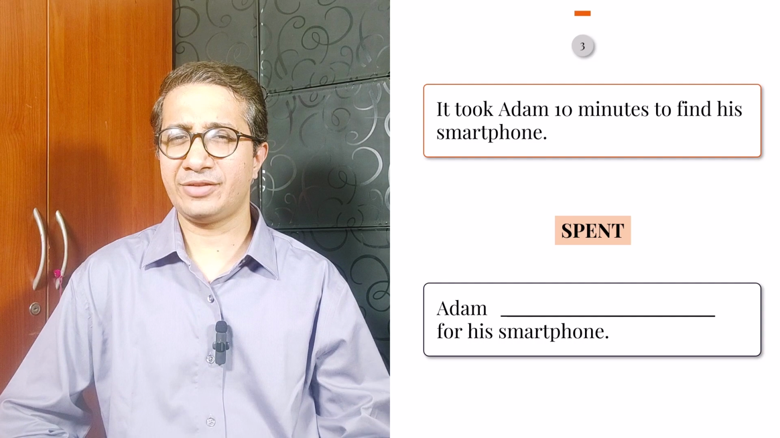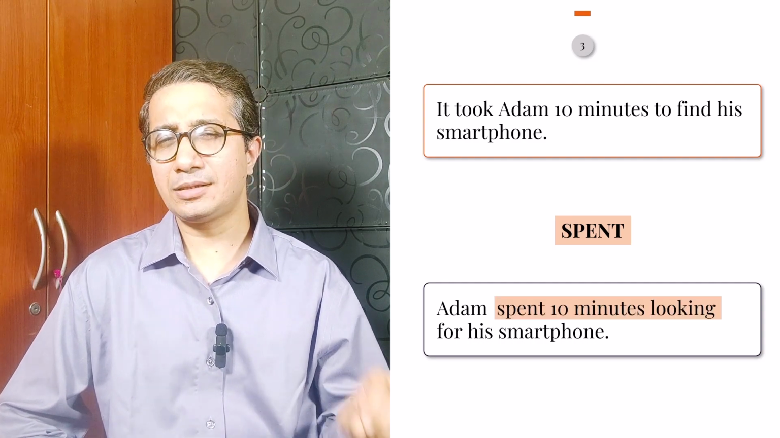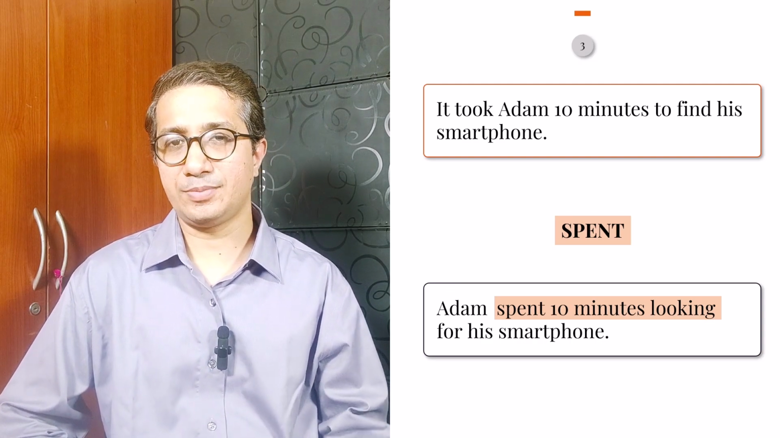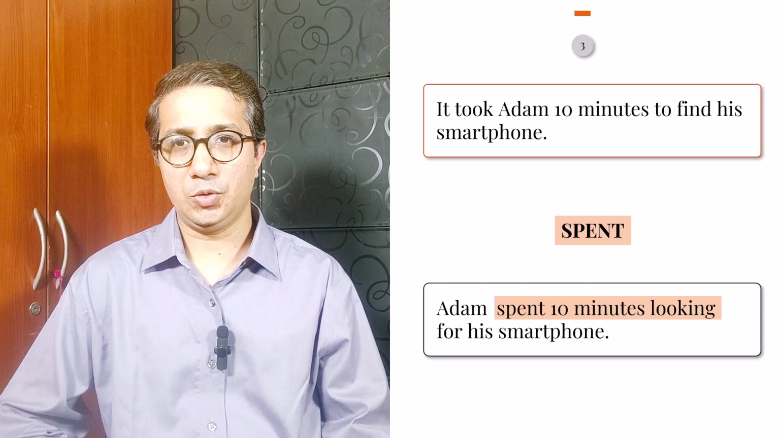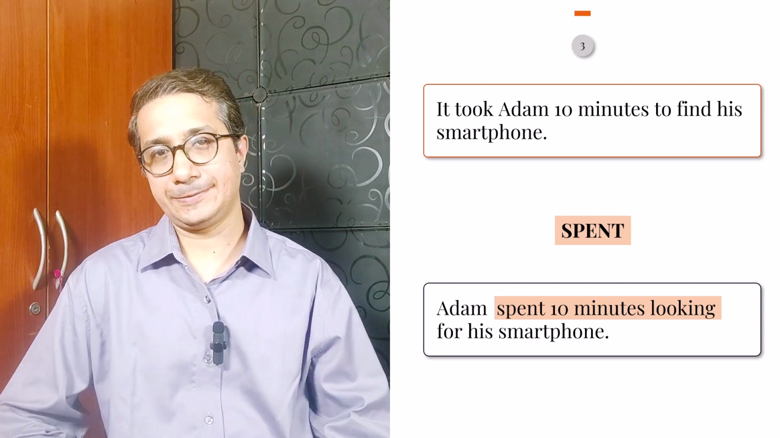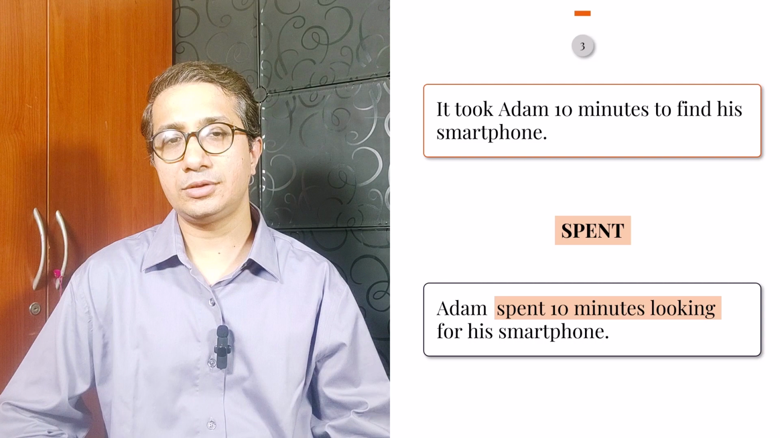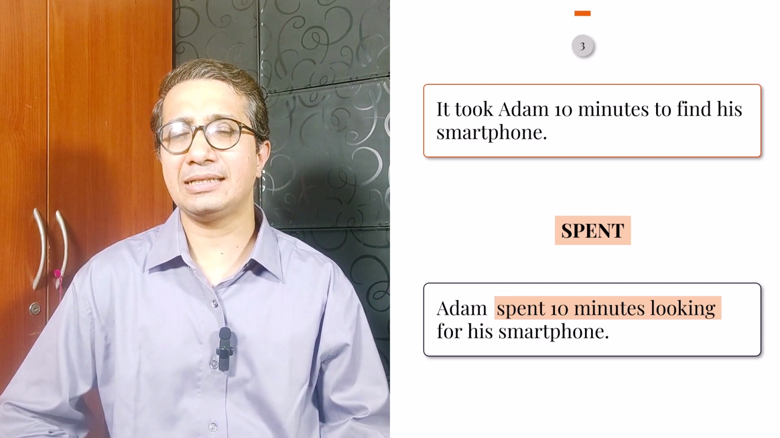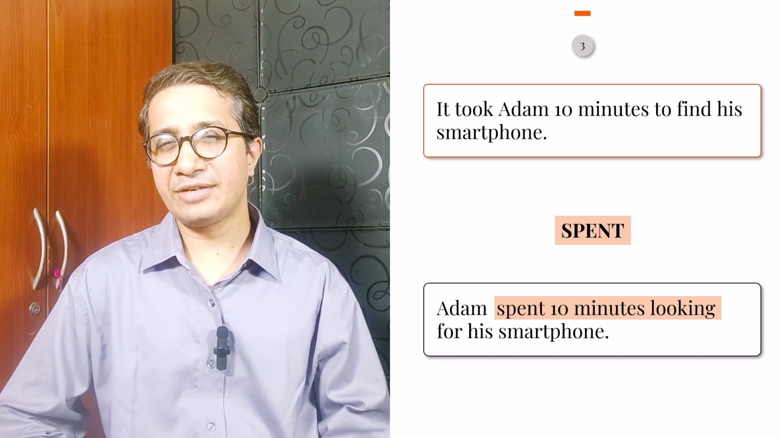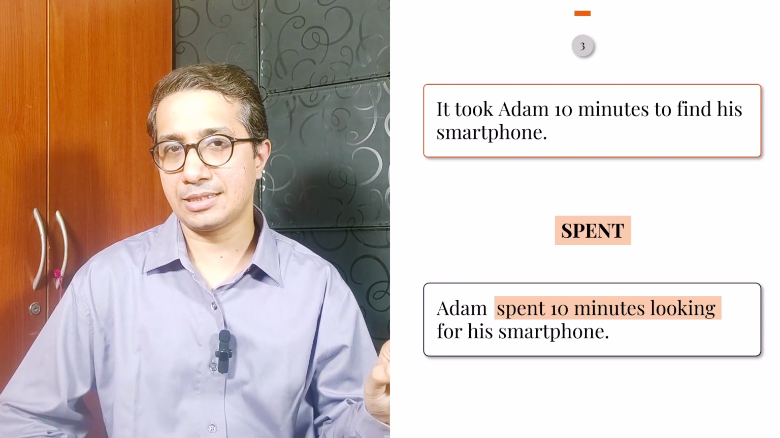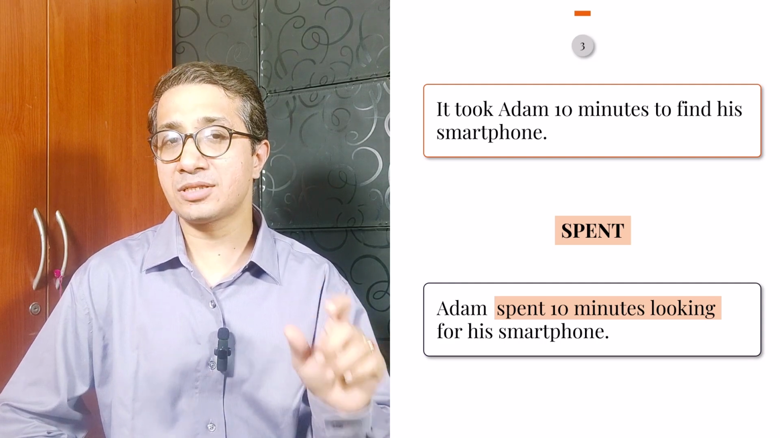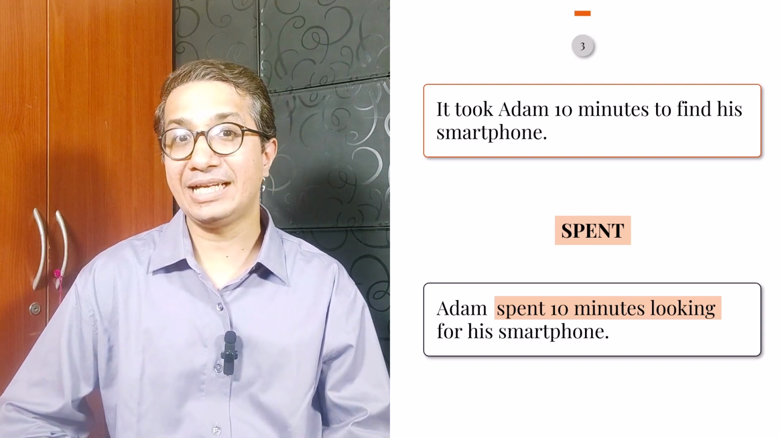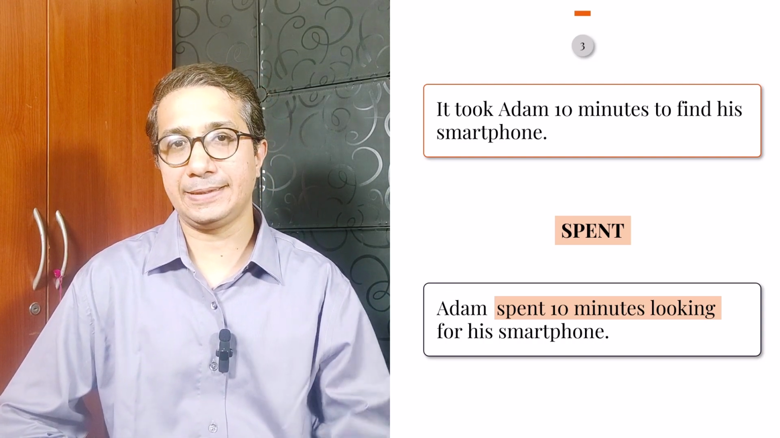And this is by far the easiest one. Adam spent 10 minutes looking for his smartphone. Looking is to find. Looking for his smartphone, to find his smartphone. We'll not say Adam spent 10 minutes finding for his smartphone. We'll just say finding his or to find his. When we have the preposition for, we'll add looking for. Looking for means finding something.